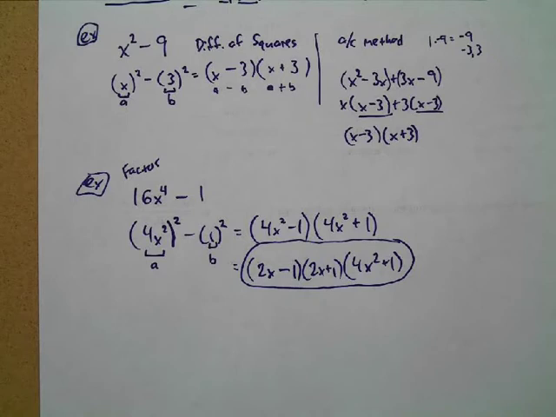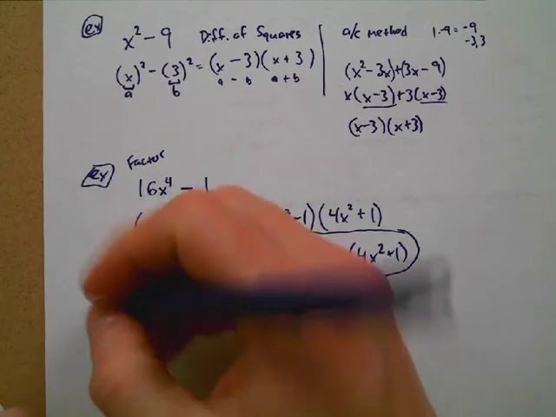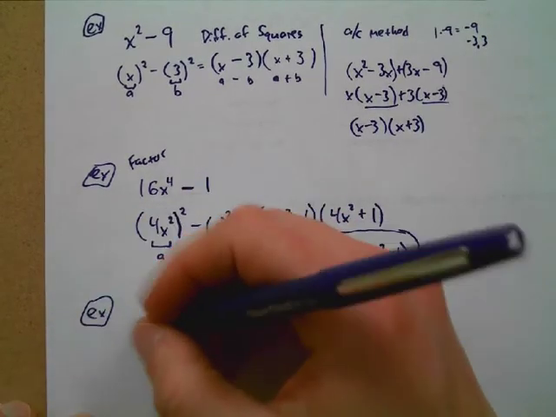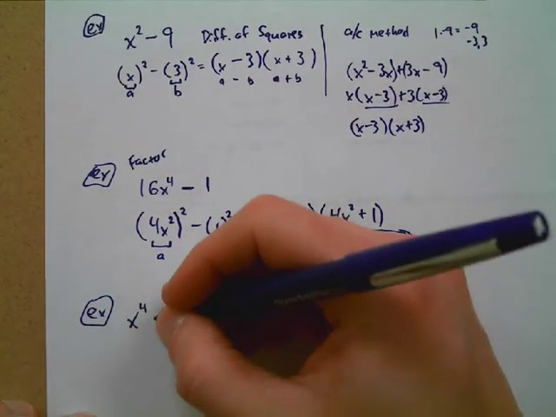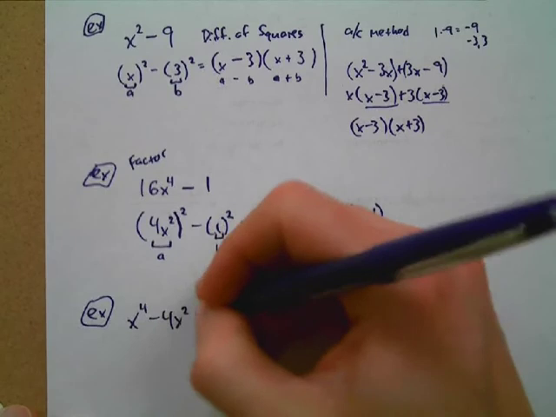All right, let me do one more here with you, and then I'll have you guys try two on your own here. Try one more. All right, x to the fourth minus 4x squared plus 4.